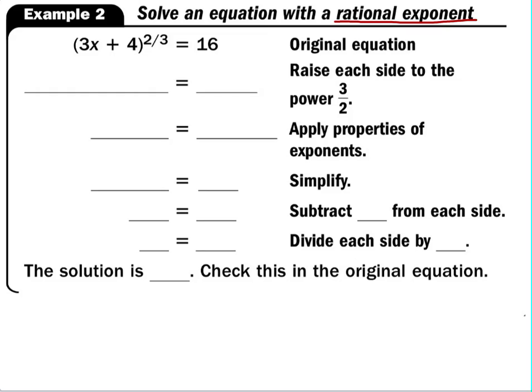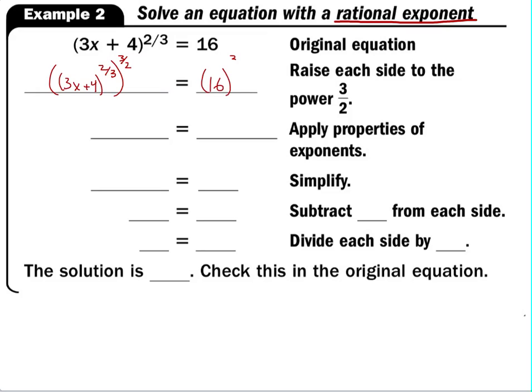So let's begin. The first step here is we need to take our original 3x plus 4 to the 2/3, and we know it's equal to 16. And you'd look at that and you'd say, okay, well that's nice, I suppose, but I don't like this to the 2/3 power business. And the way to fix that is to raise both sides to the 3/2 power.